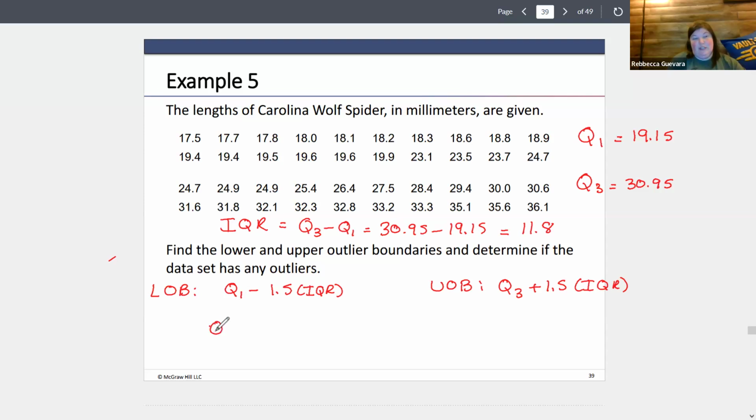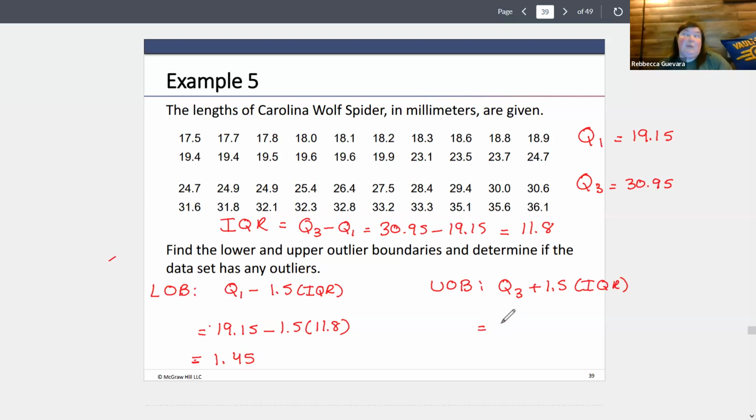So for my lower outlier boundary, my Q1 was 19.15, and we're going to subtract 1.5 times that interquartile range of 11.8. So 19.15 minus 1.5 times 11.8, and we are going to get 1.45. Sometimes you might end up with something negative that doesn't make sense. It's pretty common to get weird values when you do this because sometimes this data is very skewed.